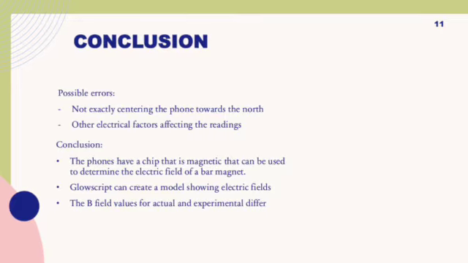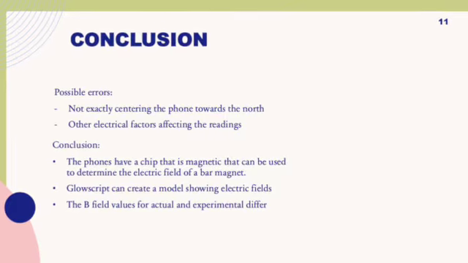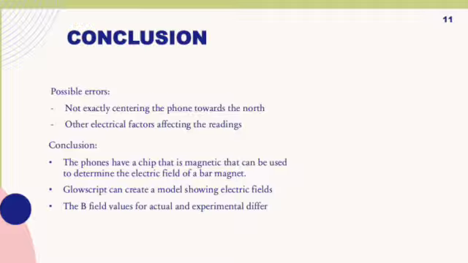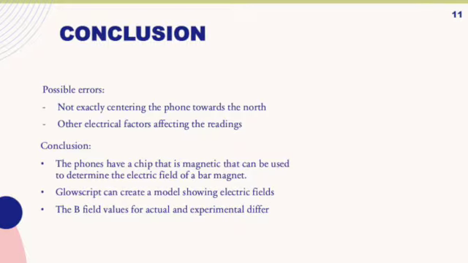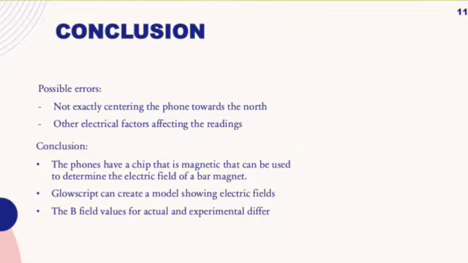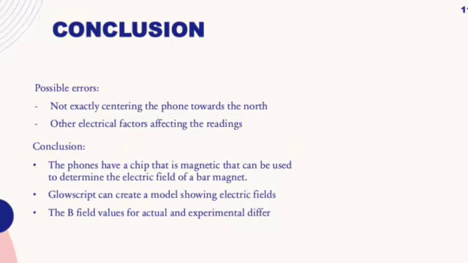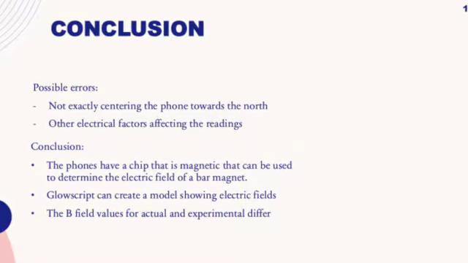Finally, for my discussion and conclusions, a few possible sources of error could have been any electrical equipment around the magnetic field readings and not lining up the magnetometer exactly north before starting. Conclusions: our phones have magnetometer chips in them which can detect magnetic field in a bar magnet, and the actual and experimental B values differ within the experiment.